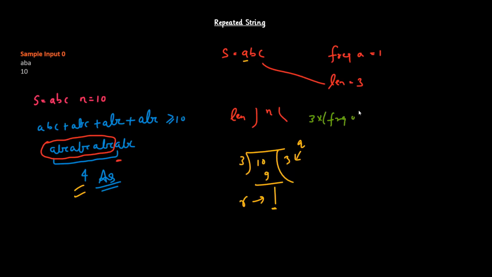frequency of A in S plus frequency of substring of length R. What is R, guys? R is the remainder. So if you follow this formula, 3 into frequency of A in S.